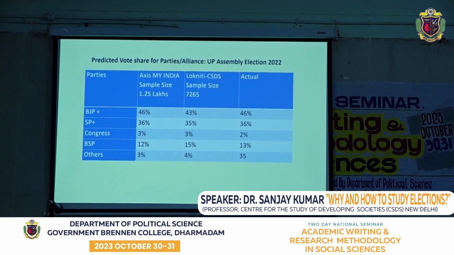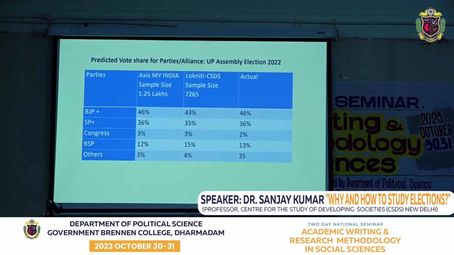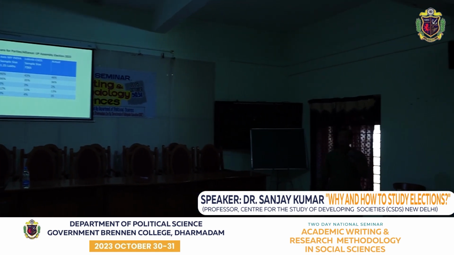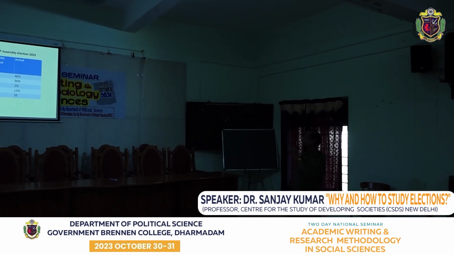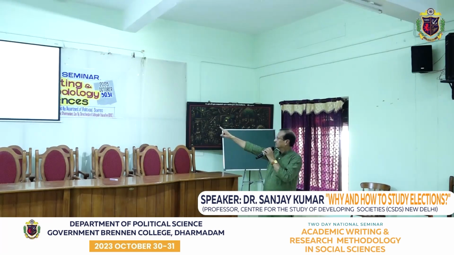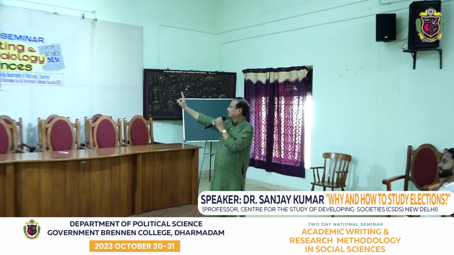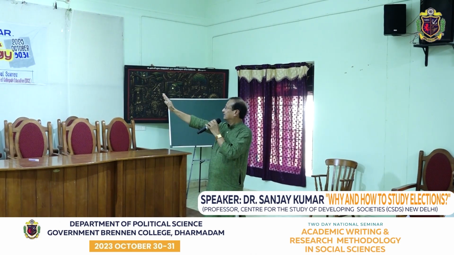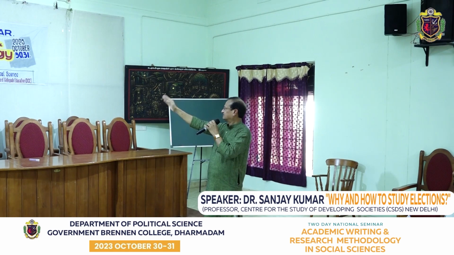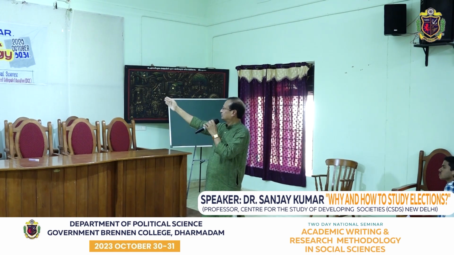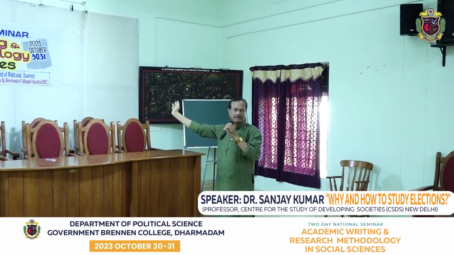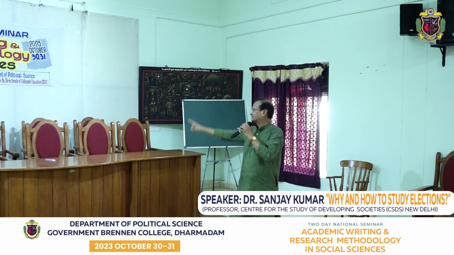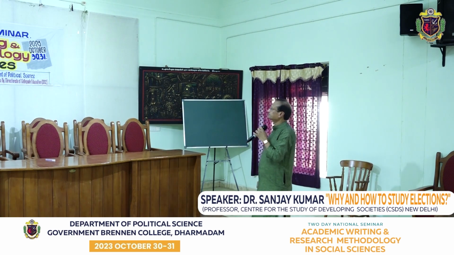This is about the UP Assembly election. Axis My India had 1.25 lakh. And our sample was 7,265. They predicted 46% vote share for BJP. We predicted 43. They were much better. Samajwadi Party, 36 and 35. Again, this is 3%, not 35. This is 3%. Move on.